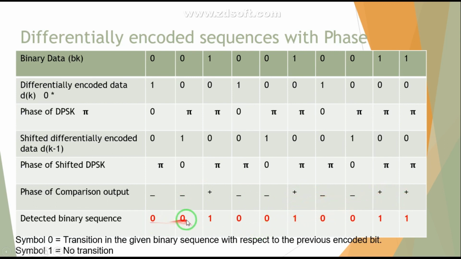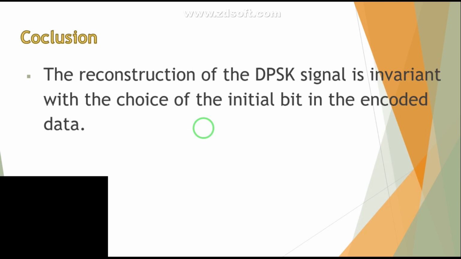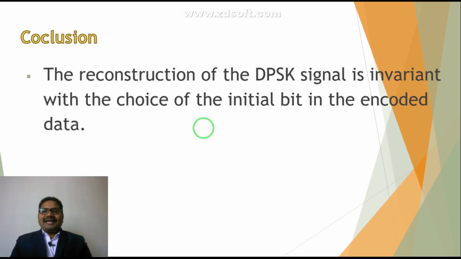Now compare this detected binary sequence and the transmitted binary data. You will observe that it is one and the same. So what is the conclusion now? What conclusion can you make from these two tables? The conclusion is that the reconstruction of the DPSK signal is invariant with the choice of the initial bit in the encoded data. Either you can take 0 or 1.